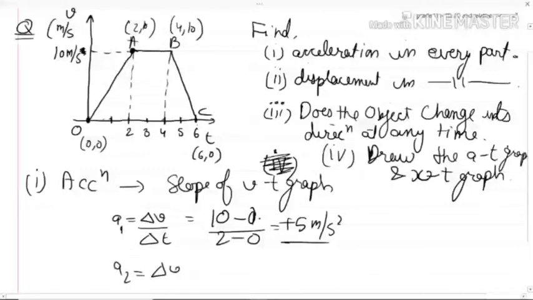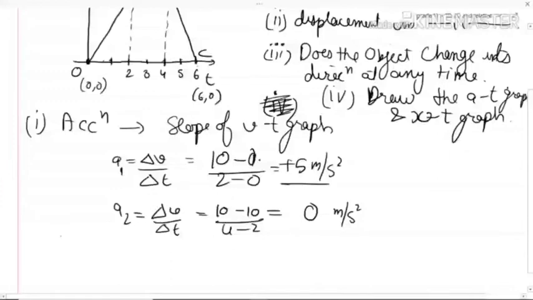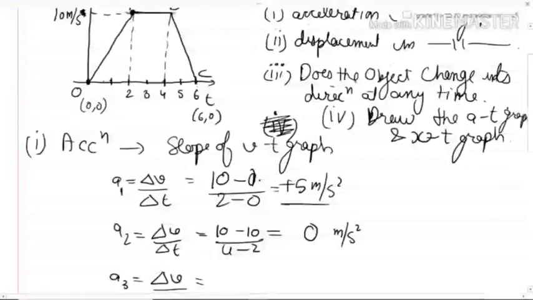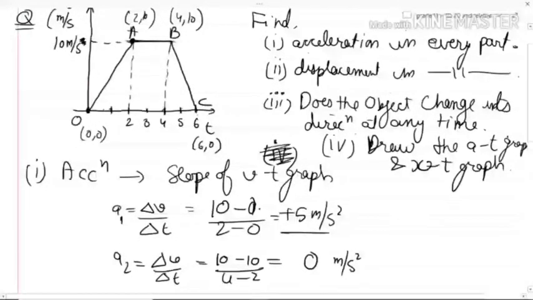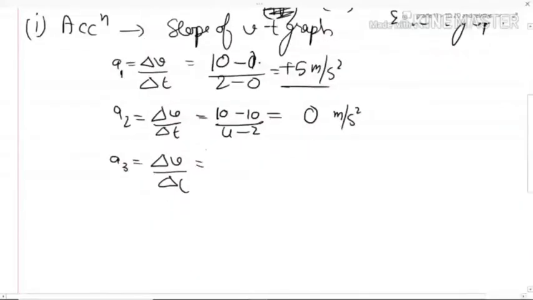Acceleration for the second part is basically how much? It's a straight line, velocity is constant, acceleration should be 0, which can be proved with the help of this graph as well. Third acceleration is again delta v by delta t, which is basically equal to how much? 0 minus 10 upon 6 minus 4, this will be minus 5.